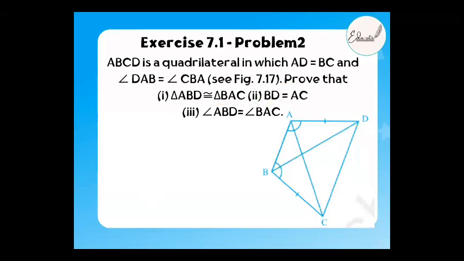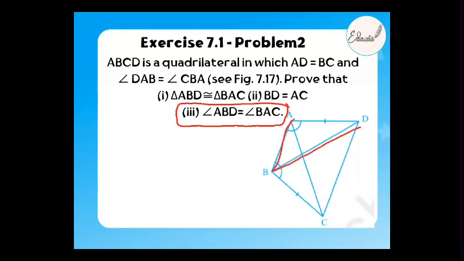Okay. Now next they have questioned you. They say that angle ABD and BAC are equal. Where is ABD, beta? This is ABD, correct? And BAC. Where is BAC, beta? This one. BAC. How can you prove this and this are equal, beta?